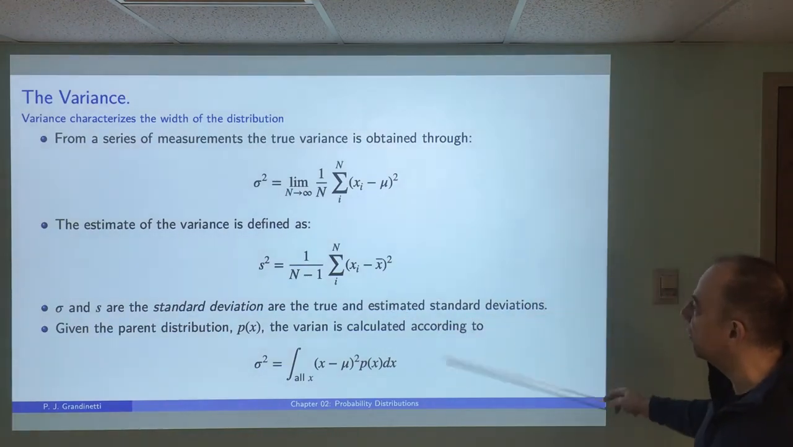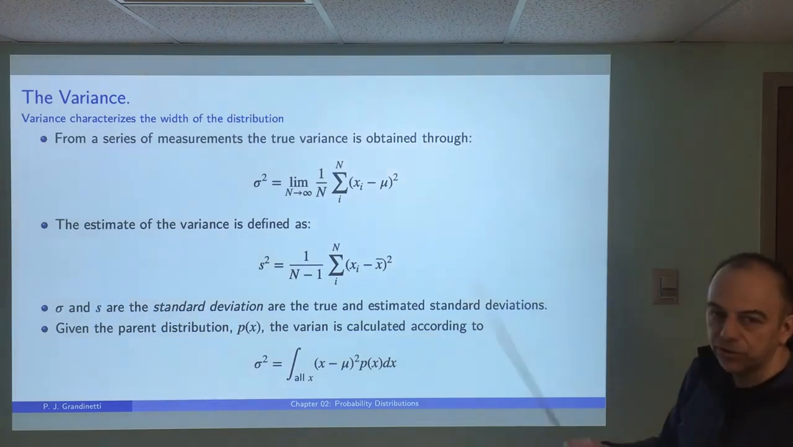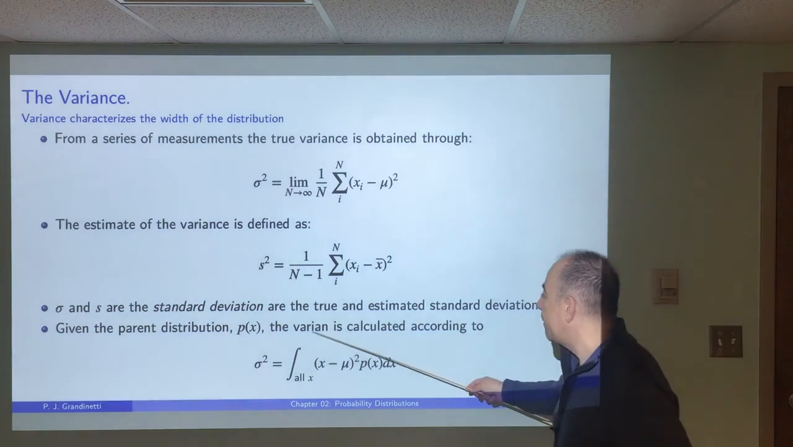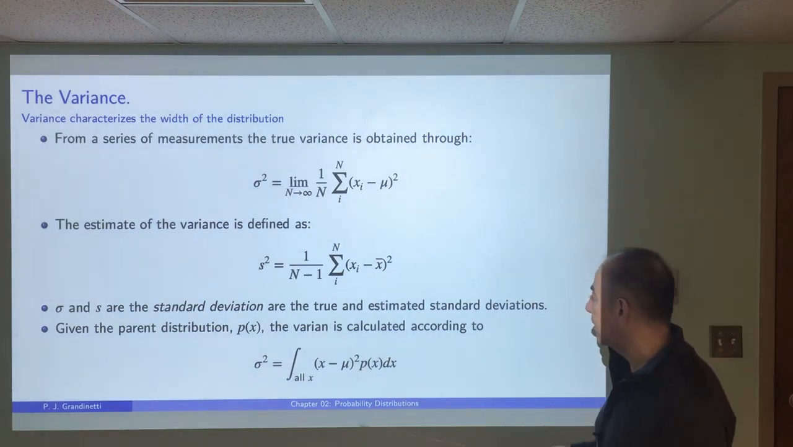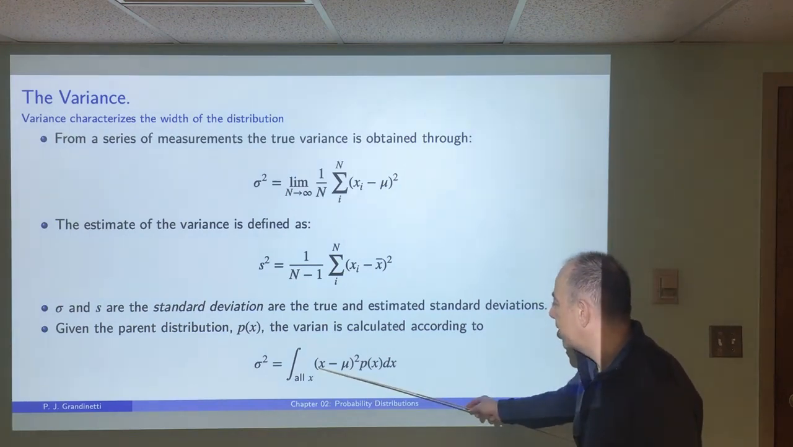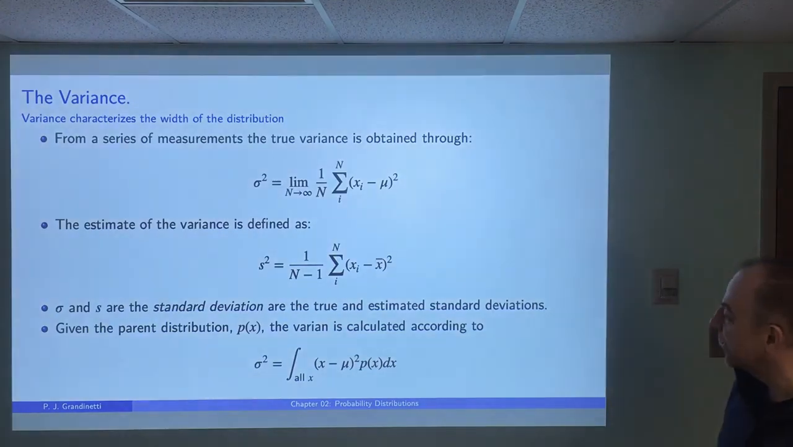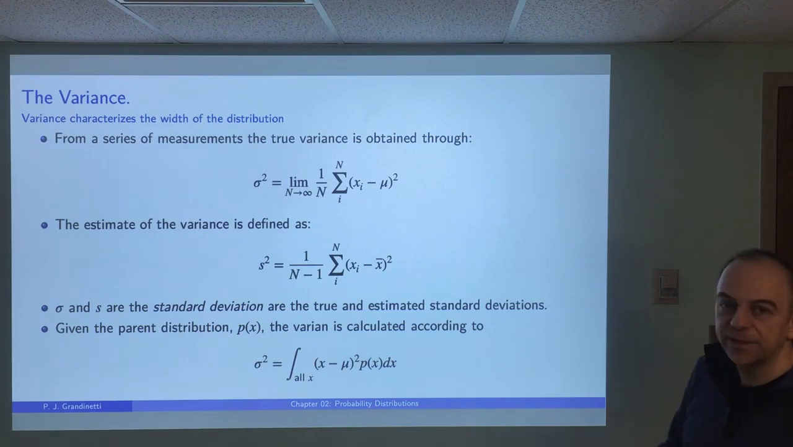And as I just said before, taking the square root of these gives you the standard deviation, which is what people usually quote when they're trying to describe the spread in the measured values. Now, if you have the parent distribution and you want to calculate the variance, then you would calculate x minus the true mean, square that, and integrate it over all values. Okay, so that's it for this chapter. It's just a brief review of probability distributions and some of their properties that you need to be aware of.